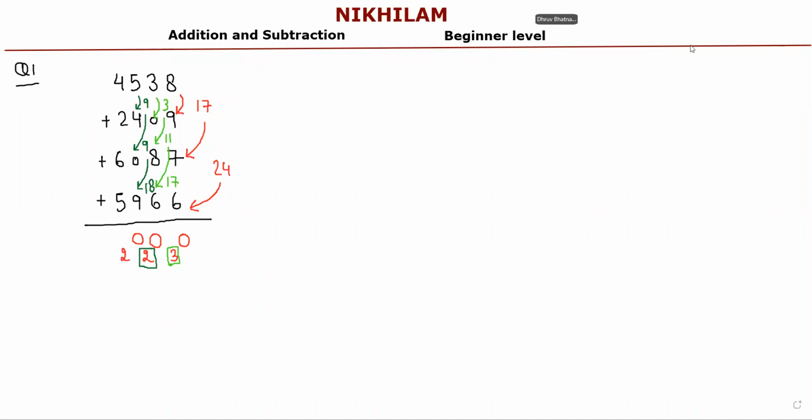And then the last column, 4 and 2, 6. 6 and 6, 12. 12 and 5, 17. And then 17 and this 2 will make it 19. So our answer is 19,000.